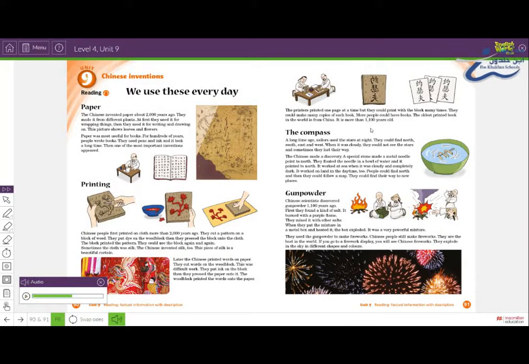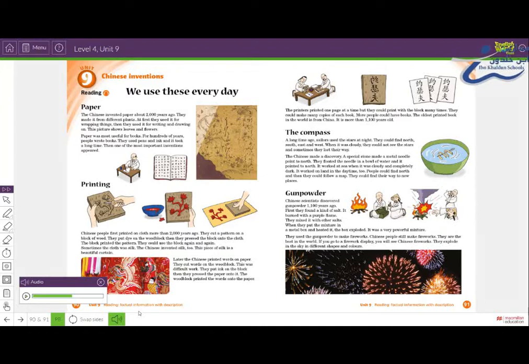Okay, let's move to the third paragraph, which is about the compass. And here we have some questions. My first question is, what did sailors first use to find north, south, east, and west? This is the first question.